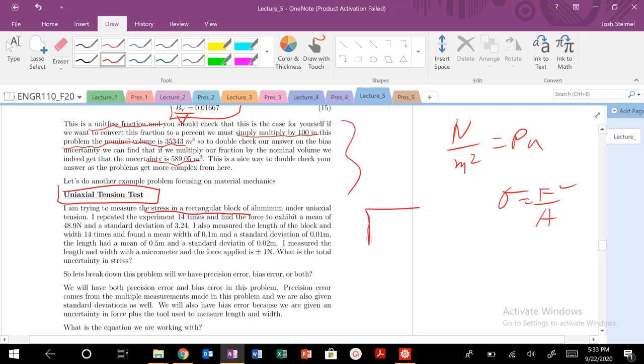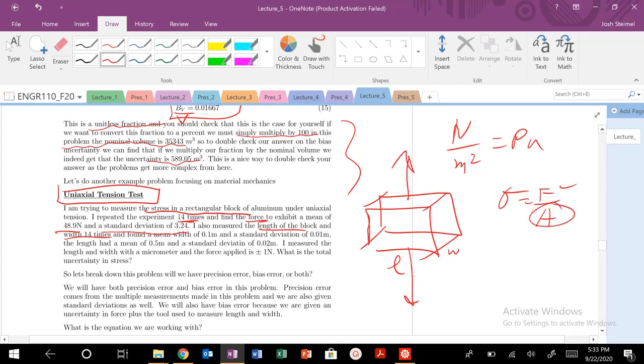So I have a rectangular block. So here, here, here, here. I repeat the experiment 14 times, and I find the force to exhibit a mean of 48.9 newtons and a standard deviation of 3.24 newtons, I assume. I measure the length and width of my block 14 times. So the length of my block here, and then the width of my block here, and I'm pulling my material in this direction here. So again, this area is the cross-sectional area. So that would be my cross-sectional area here. Area equals length times width.